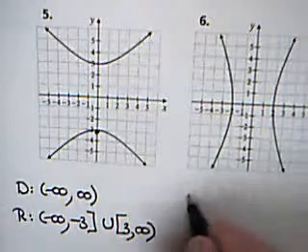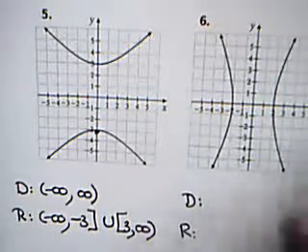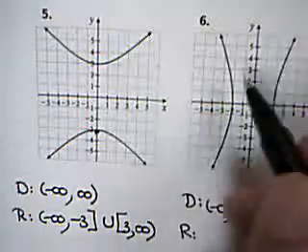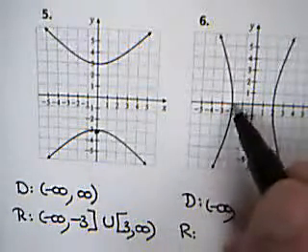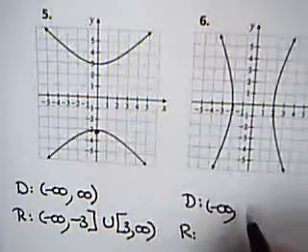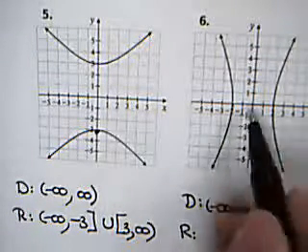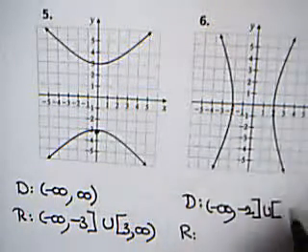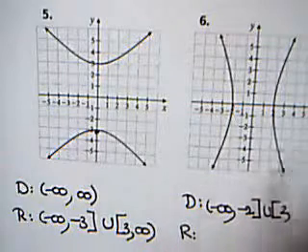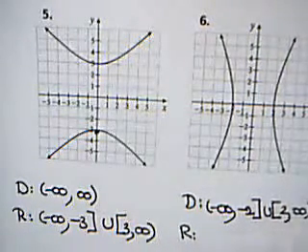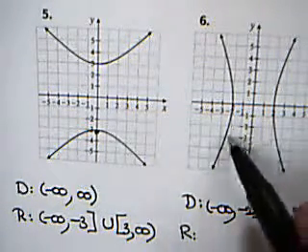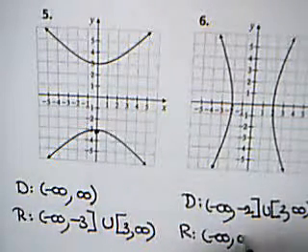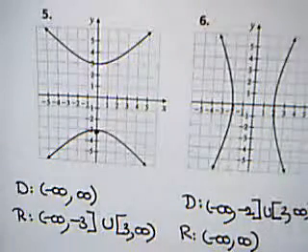Number 6, our domain, it goes to the left forever, so negative infinity, all the way to this point right here, and the value of this point is our x value, which is going to be negative 2 with a bracket. We have a break in the graph, so that's with a union. We pick up at positive 2, and the graph travels on to positive infinity. Now, as far as the range is concerned, it goes down forever, it goes up forever, so we would say it's negative infinity to positive infinity.